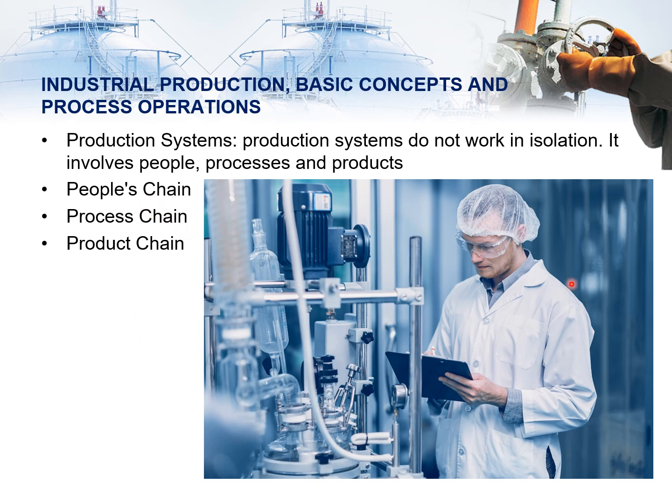When you look at the diagram here, there's a scientist. He's part of the people's chain. He's a chemical engineer and he's working on a process. The apparatuses and the process reactions all constitute the process chain. And then at the end of the day, he's trying to find out something. He's using the distillation method to produce distilled water. The distilled water becomes part of the product chain. Those are the process operations in the chemical industry.